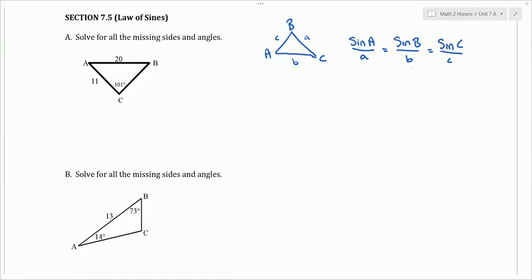So in our problem here, we're trying to find all the missing sides and angles. So we're missing angle A, we're missing angle B, so I need angle A, or the measure of angle A. I want the measure of angle B, and we're missing side a.